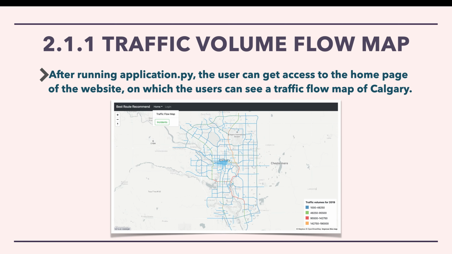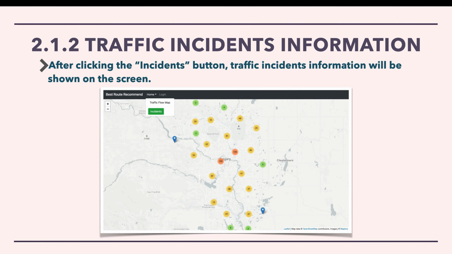After running application.py, the user can get access to the home page of the website, on which the users can see a traffic flow map of Calgary. The roads are colored differently according to the traffic volumes. And after clicking the Incidents button, traffic incident information will be shown on the screen.